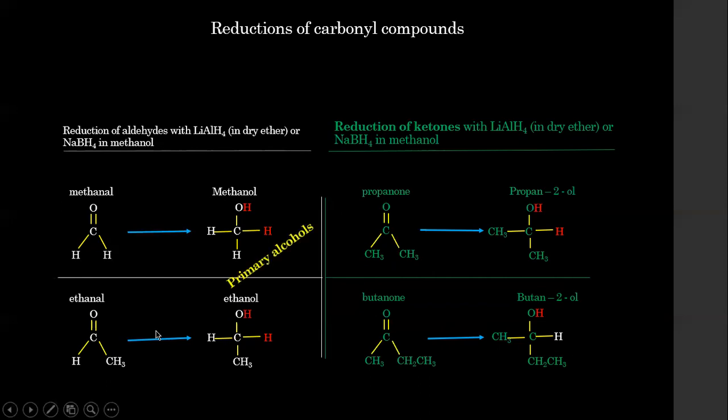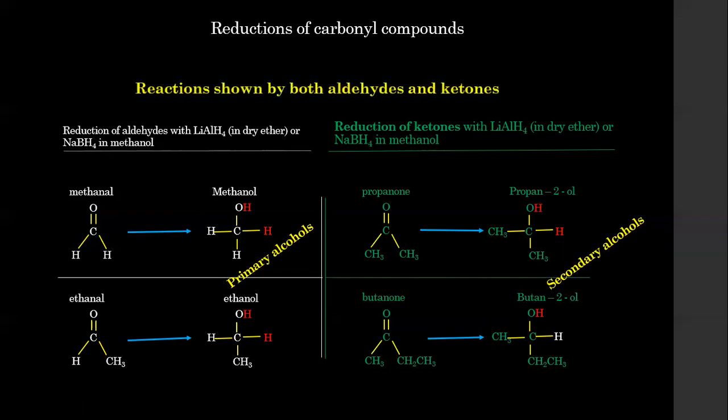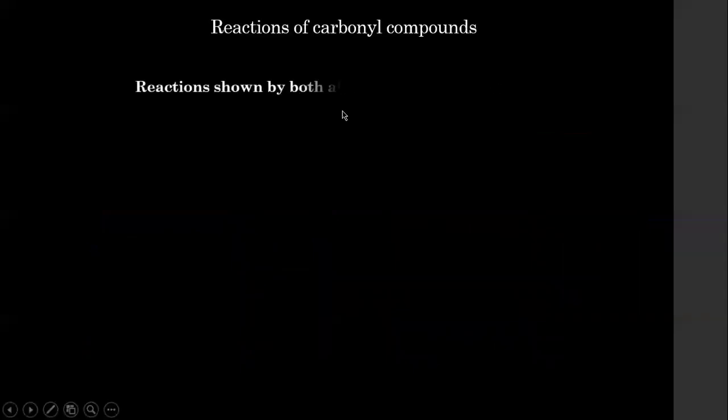See, aldehydes always produce, by reduction, primary alcohols. Similarly, ketones always produce secondary alcohols by reduction. It's very easy to understand. You don't have to think about it too much. It's a very, very simple thing. Okay, this is also a reaction shown by both aldehydes and ketones. We completed 2 reactions, and we are coming to the last reaction.